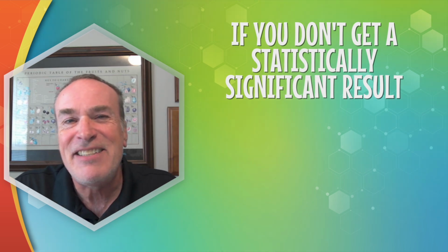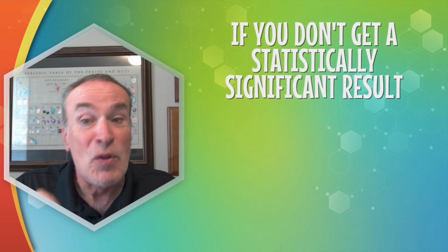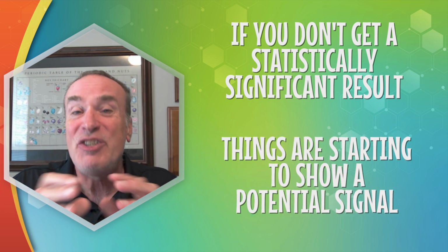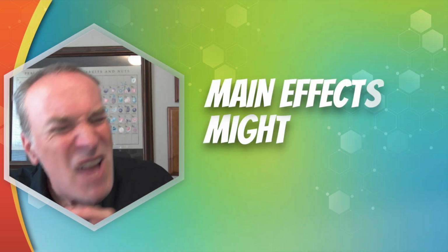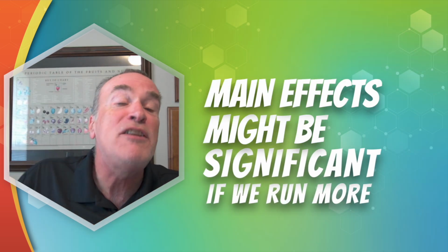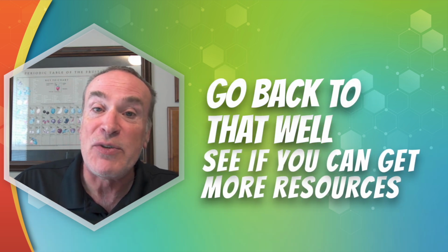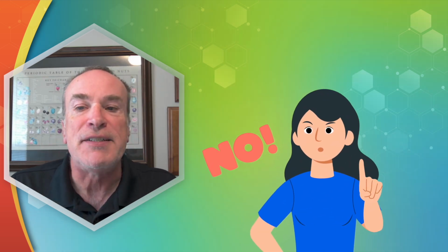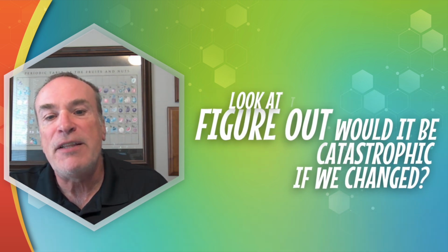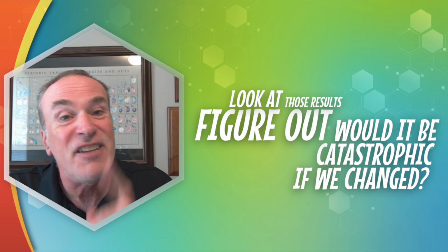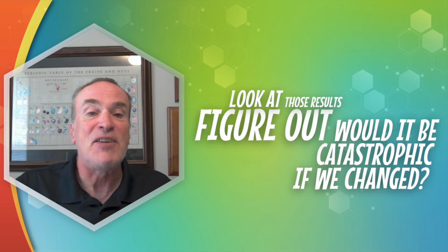But here's number three. If you don't get a statistically significant result or signal, but things are starting to show a potential signal, main effects might be significant if we had run some more. You need to go back to that well and see if you can get more resources. Now, if your plant manager goes, nope, no more resources, then I would look at those results and figure out, would it be catastrophic if we changed? Hence the name, test of catastrophe.